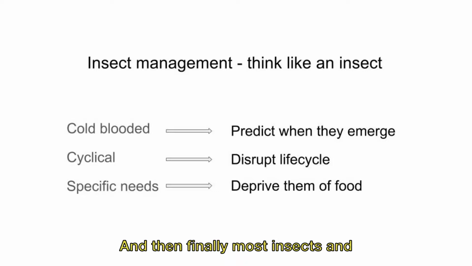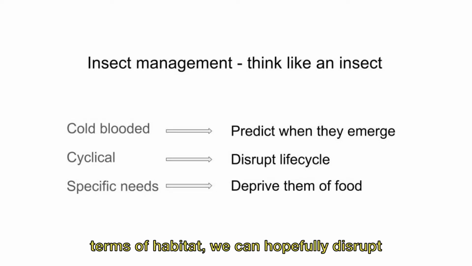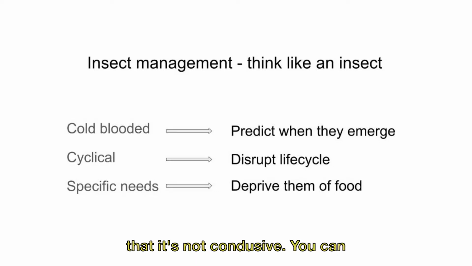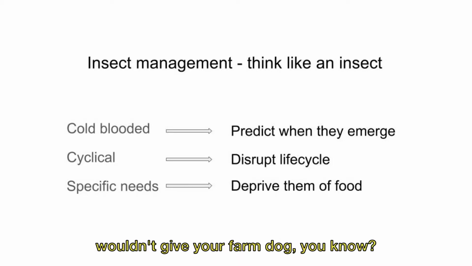And then finally, most insects, and the insects that we're going to talk about, are all direct pests with a long evolutionary history with the crops that they attack. They have very specific needs, and if we can understand what their needs are in terms of habitat, we can hopefully disrupt that habitat in such a way that it's not conducive. You can think about it as we don't want to set the table for them. We want to give them maybe the leftovers you wouldn't even give your farm dog.